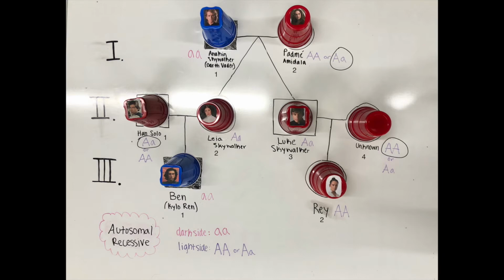Autosomal recessive traits are traits that usually appear in both sexes. However, they are non-sex-linked inheritances. They may skip generations, and affected offspring can be born to unaffected parents. Here you can see that this pedigree shown is compatible with being autosomal recessive. All individuals that do not have the dark side trait are heterozygous big A little a or homozygous big A.